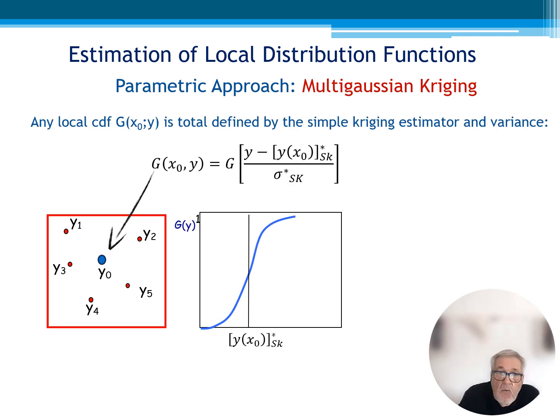Okay, so at any location, the local CDF of y is totally defined by the simple kriging estimator and variance. This is the mean, and the local variance obtained by the simple kriging of y, and that's it. And I totally define the cumulative distribution function at that location y0. Okay, extremely simple, just one simple kriging, and we define it.